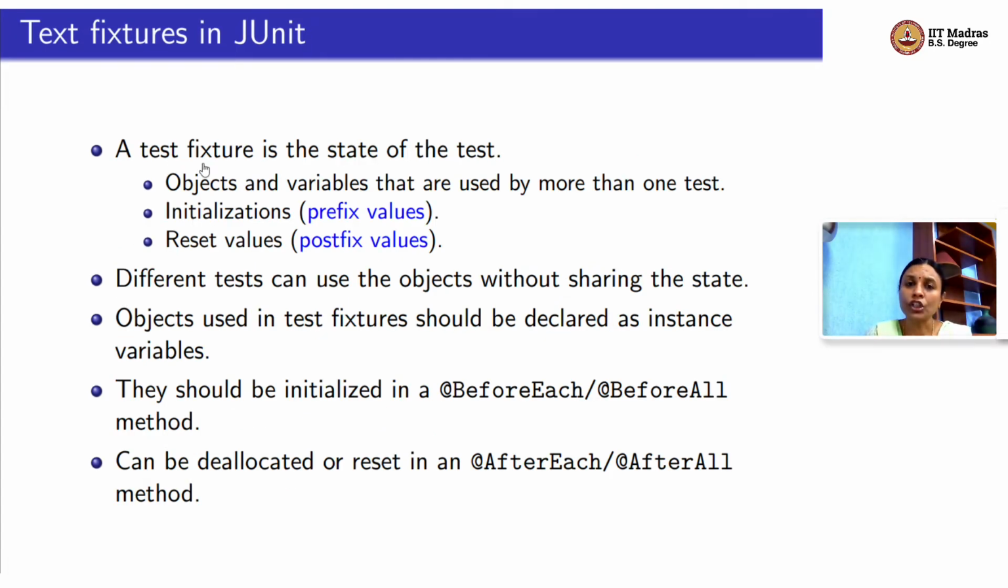The other things are test fixtures in JUnit. A test fixture, as I told you, helps you reach the place that you want to test and come out of the place that you want to test. So it is basically the state corresponding to a test. It includes objects, all the variables that are used by the tests that you're considering. Typically not one, we write more than one test. It includes the prefix values which are used for initializations. It includes the postfix values which are used for reset. Different tests can use the object without sharing a state. Objects used in test fixtures should be declared as instance variables.